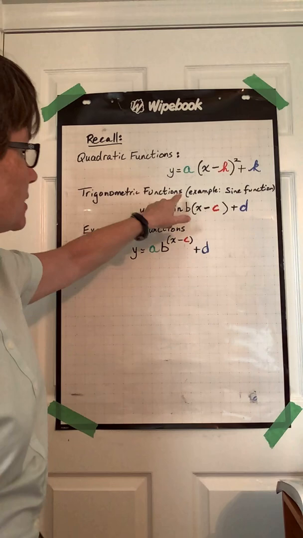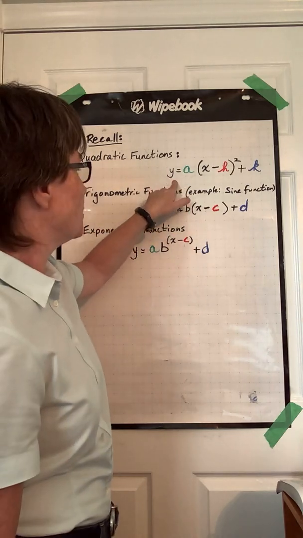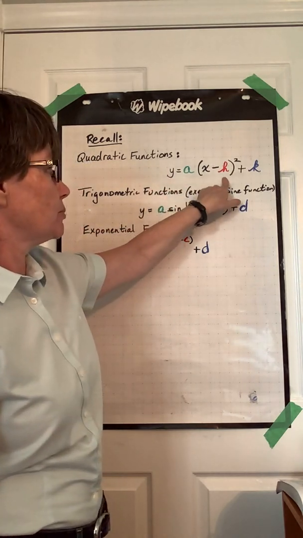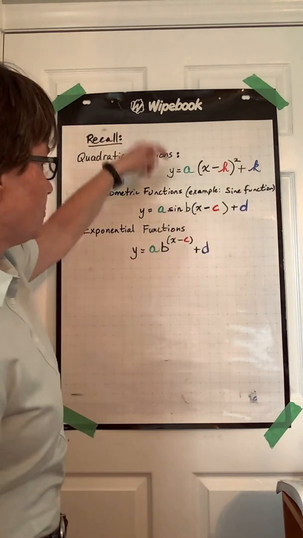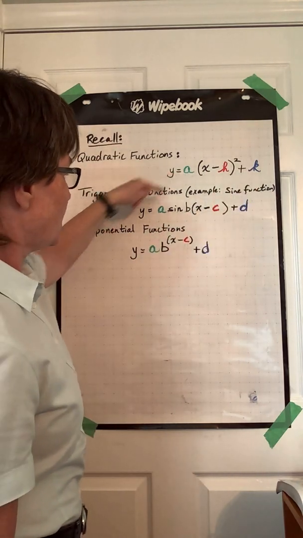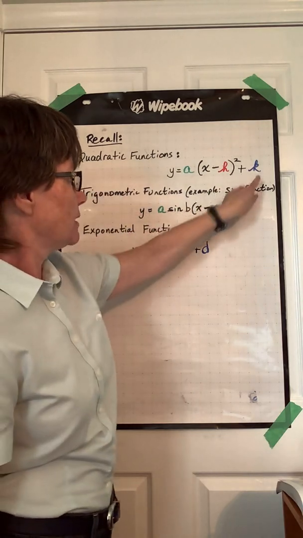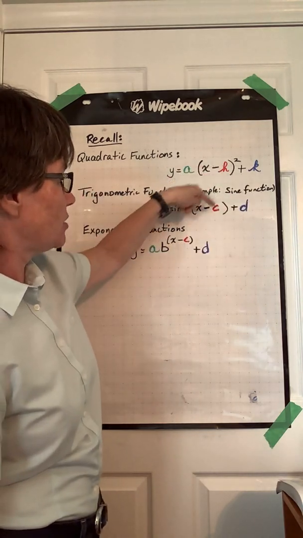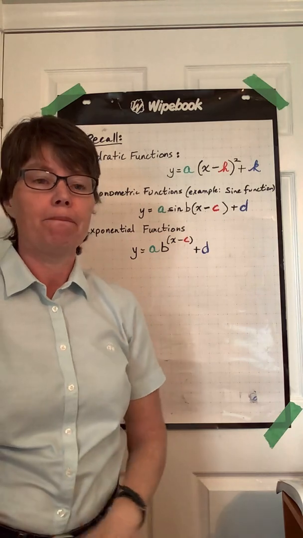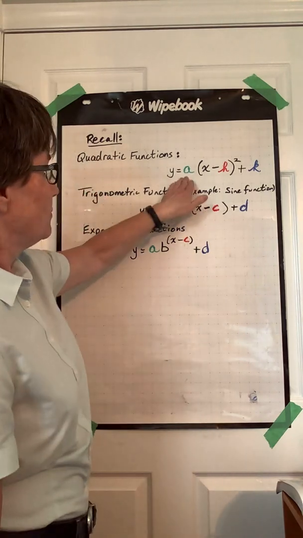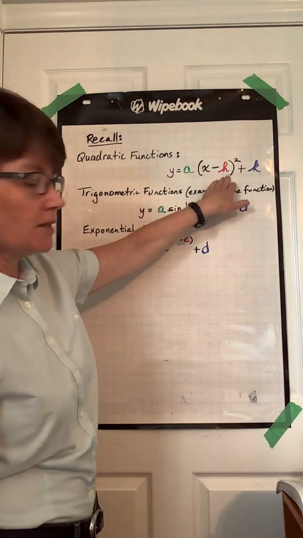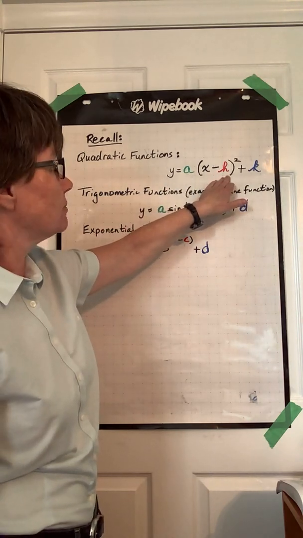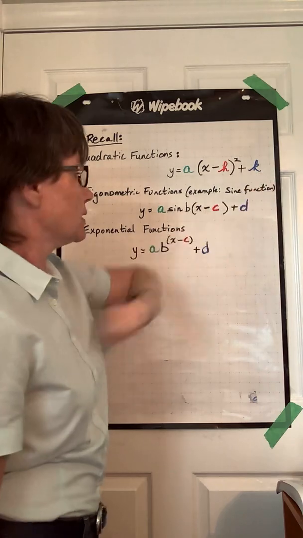Quadratic functions. Here we have in transformational form y equals a, x subtract h all squared plus k. And notice I have color-coded things. A's are all the same here. K, D, D are the same. H, C, C are the same. Now up here, this was the vertical stretch or vertical compression. This is the horizontal translation and the vertical translation.